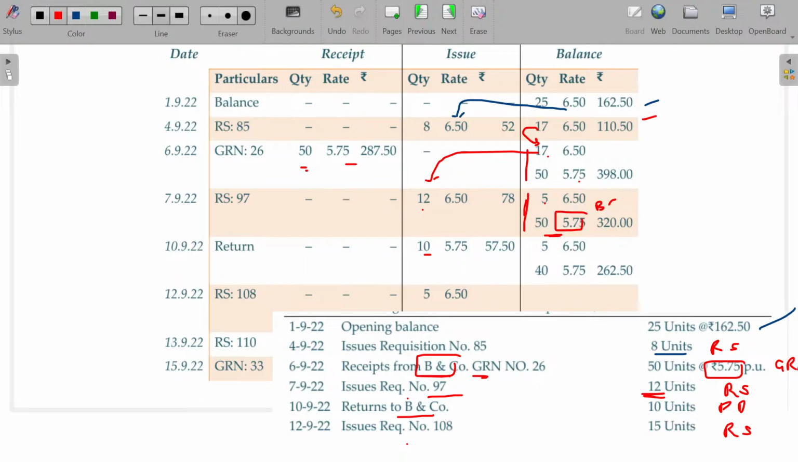The goods purchased from B and Co is this one. The same rate will be taken here. Balance, you have this one.